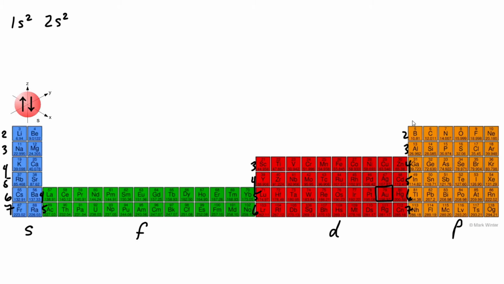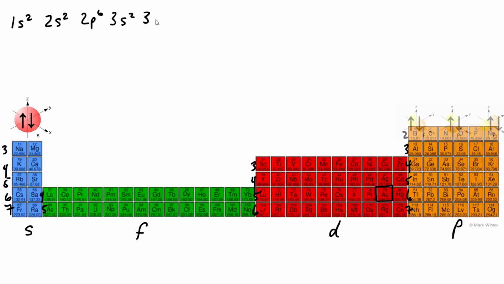Next we have to jump over to the p block. So next we have 2p, and remember there are 3 p orbitals and 2 electrons in each, so that's 1, 2, 3, 4, 5, 6. And it's full for gold, so we're going to write a 6 in the superscript. And we continue on like that. So we have 3s2, and then 3p6.